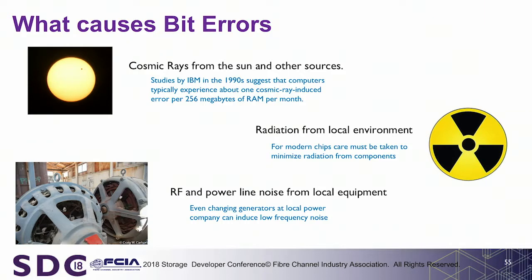You also have radiation from the local environment. One thing that chip makers are always careful of is making sure they source the correct materials. You don't want to have radioactive solder in your package because you could then have radiation coming from your own chip and causing errors. So there is radiation in the environment that can cause errors.